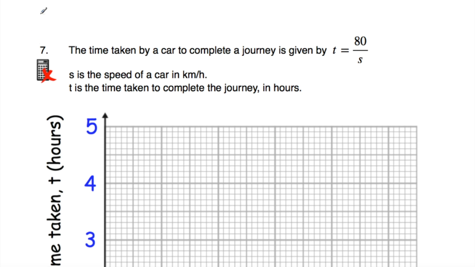Okay, let's look at our next question, question number 7. It says the time taken by a car to complete a journey is given by the formula t equals 80 over s. So t is equal to 80 divided by s. That's a reciprocal graph. You've got t equals a number over another variable, s. And we've been told that s is the speed of the car, and t is the time taken to complete the journey in hours.